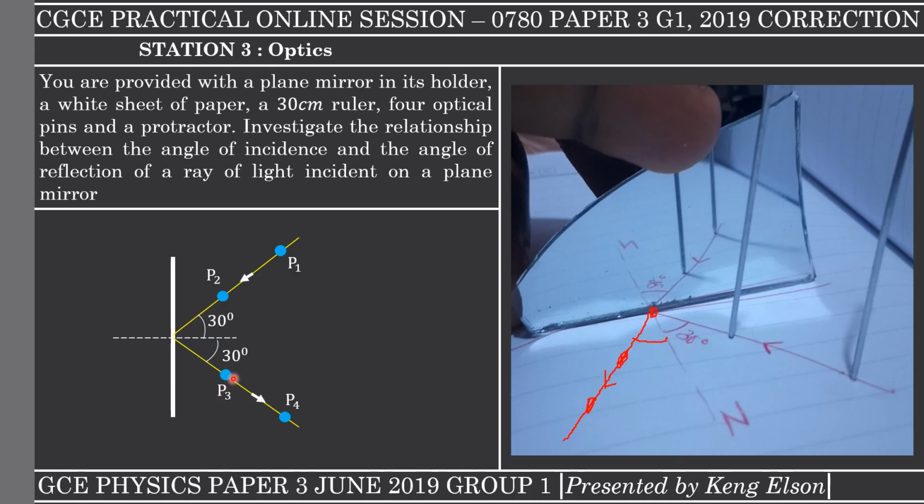I put pin 3, pin 4. Then I make sure that this angle is also 30. In fact, you're measuring to show that the angle is 30 degrees. So that's the relationship between the angle of incidence and the angle of reflection. They are always the same, since it is a plane mirror and you're undergoing reflection of light. And like I said, reflection is a bouncing back of light as it meets a smooth surface.